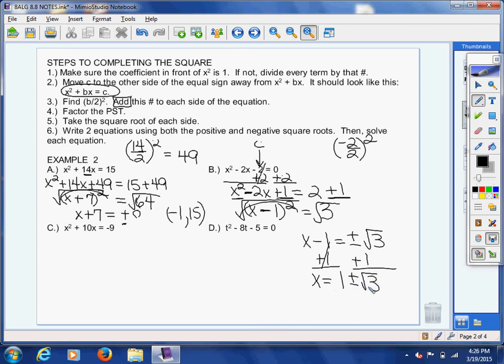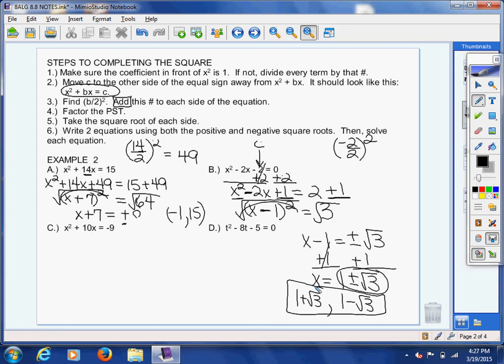So my two answers are, here's my first x-intercept, 1 plus the square root of 3, and here's my second x-intercept, 1 minus the square root of 3. Those are the two. So you can either write it all in one line, that's two answers just written in one line, or you can write them separately like this and show them separately. It doesn't matter, they're equally correct.